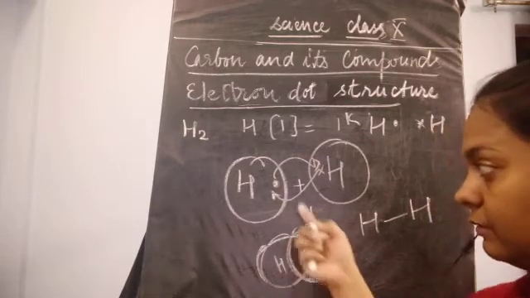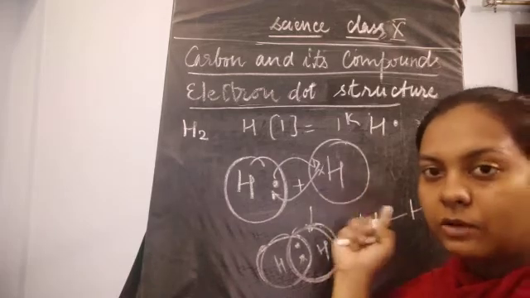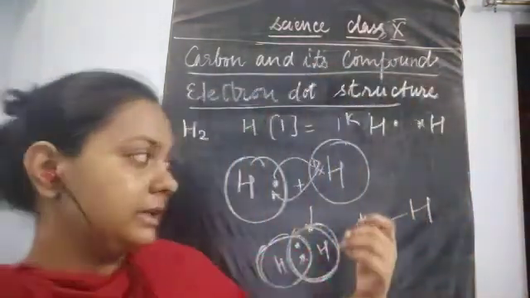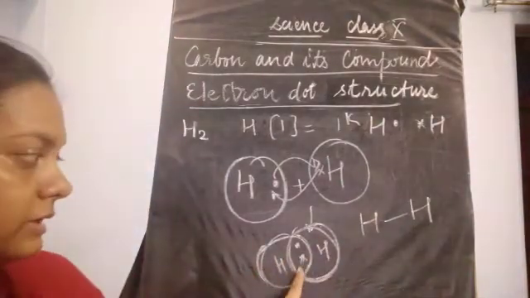See, as you could see here, it was having only one electron in the outermost shell. So now what has happened? It has shared these pairs of electrons. Here you could see this pairing is being done. So this is being shared.